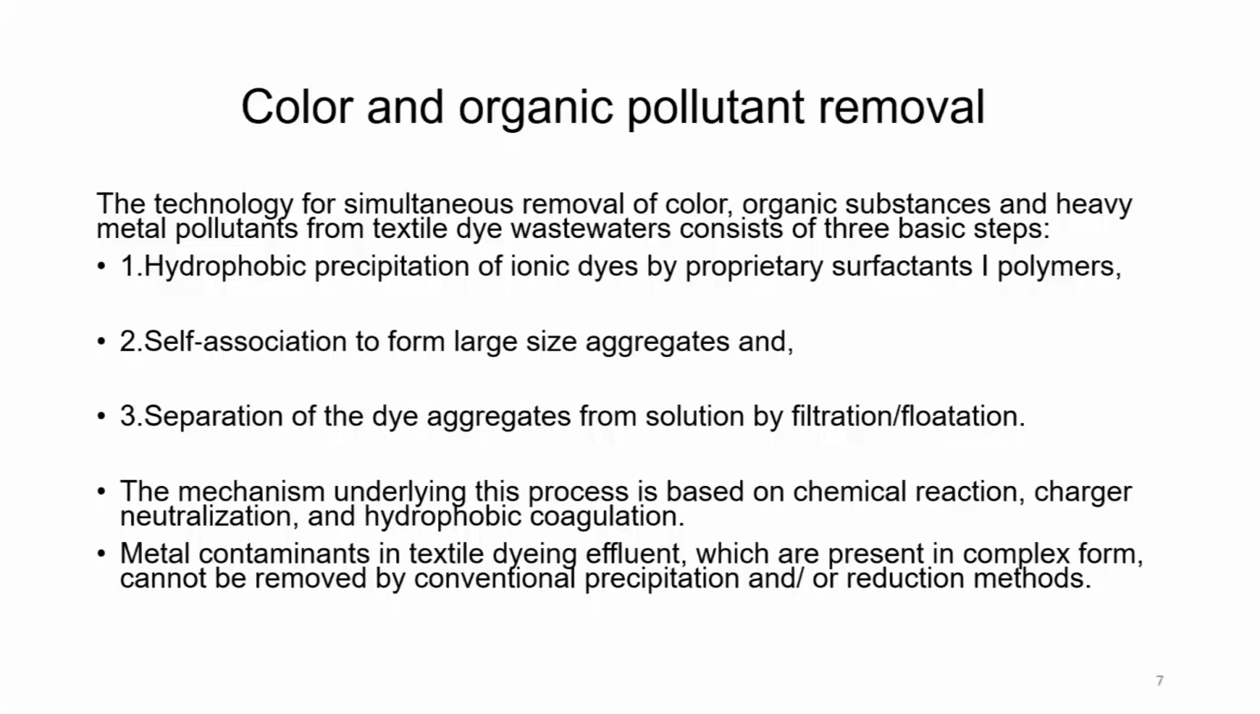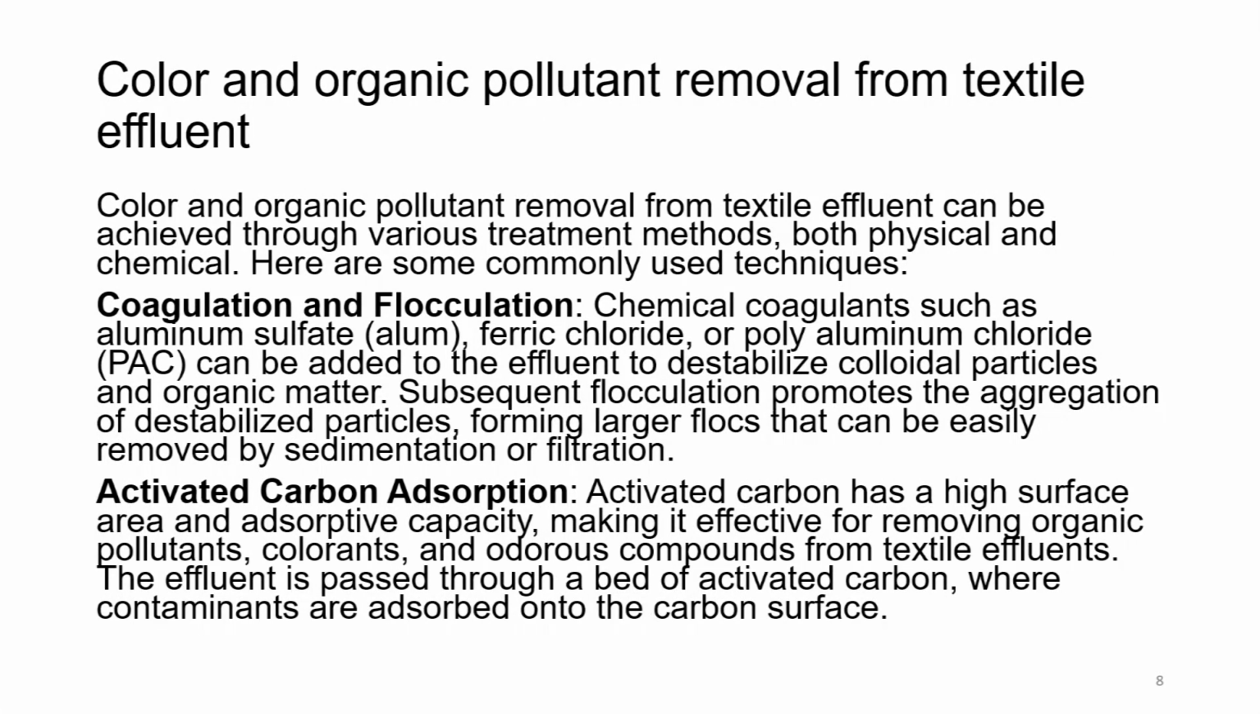Metal contaminants in textile dyeing effluent which are present in complex form cannot be removed by conventional precipitation or reduction methods. So, color and organic pollutants removal from textile effluent can be achieved through various treatment methods, both physical and chemical.